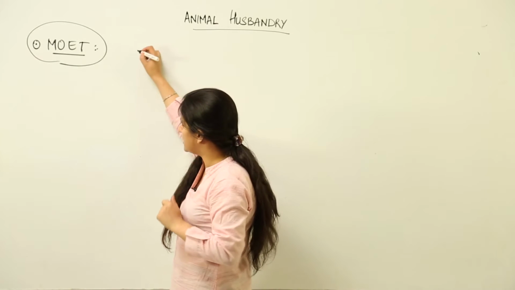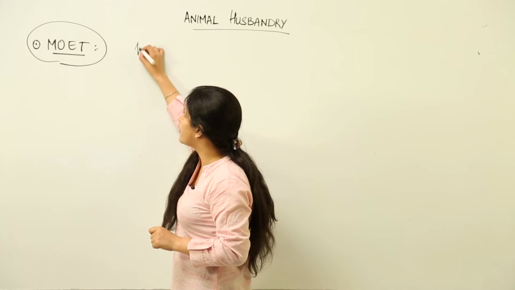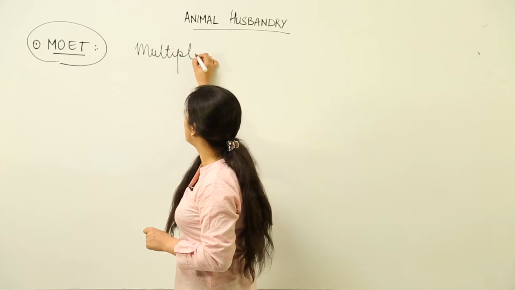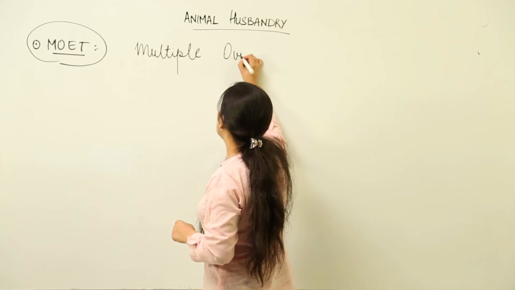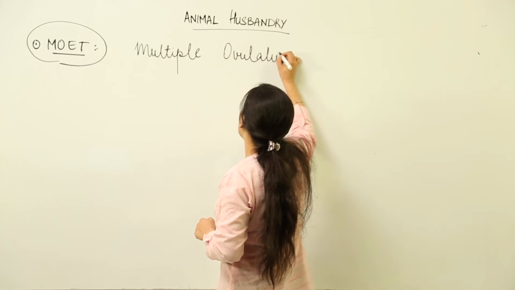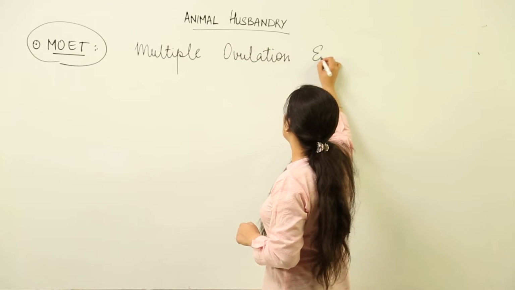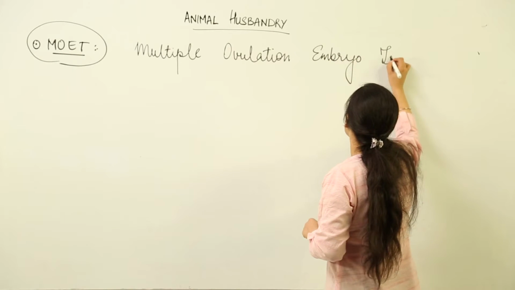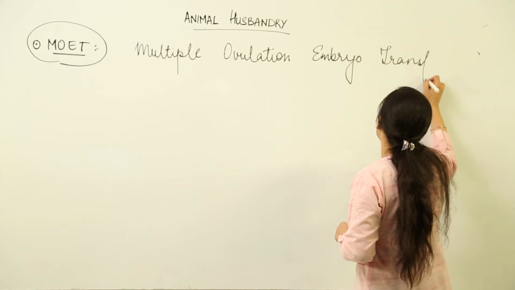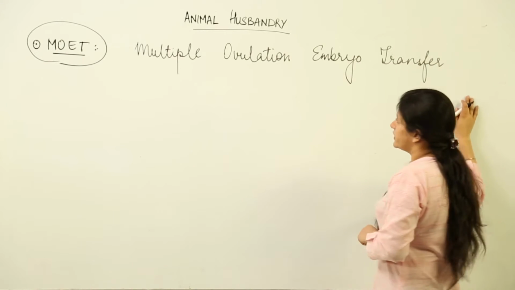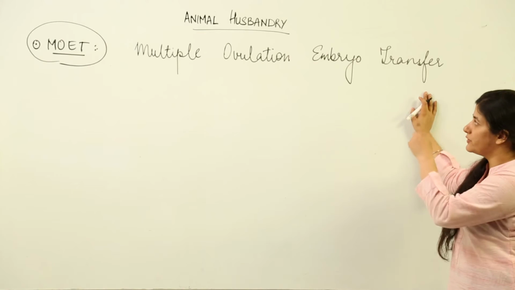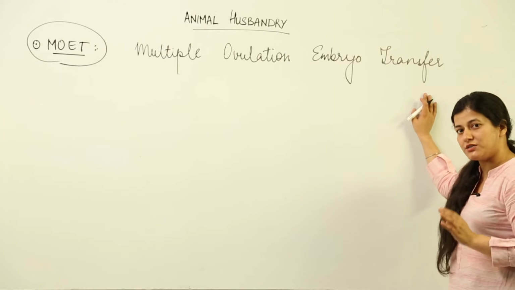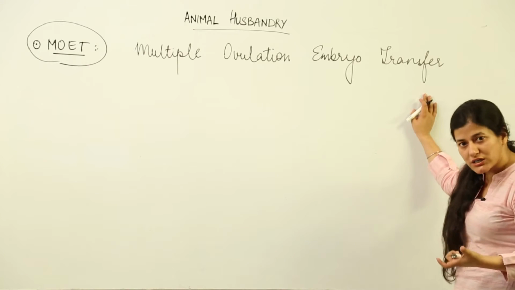What is MOET? It is an abbreviation for multiple ovulation embryo transfer. The full form can give you an idea of what we are going to study. Multiple ovulation embryo transfer is a method that is being utilized by farmers to improve their herd quality.